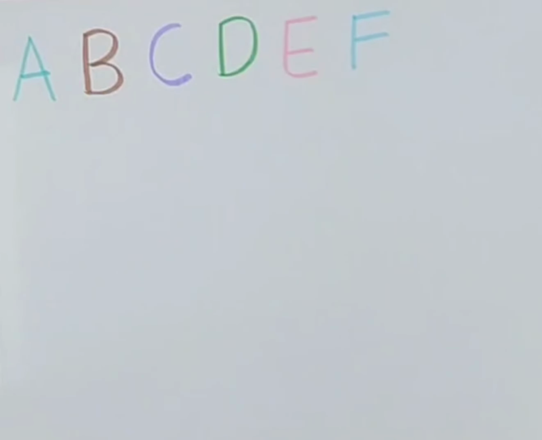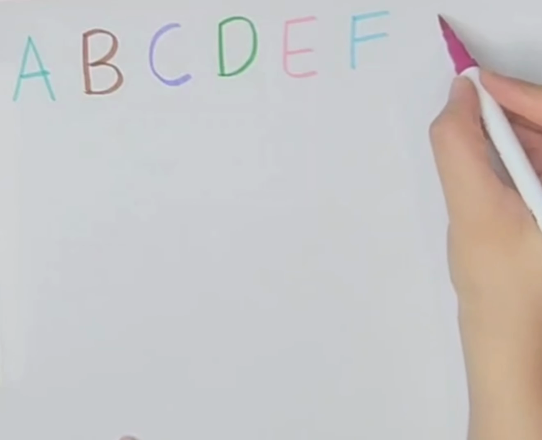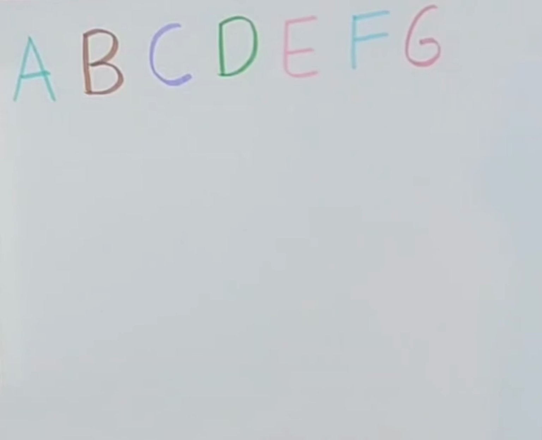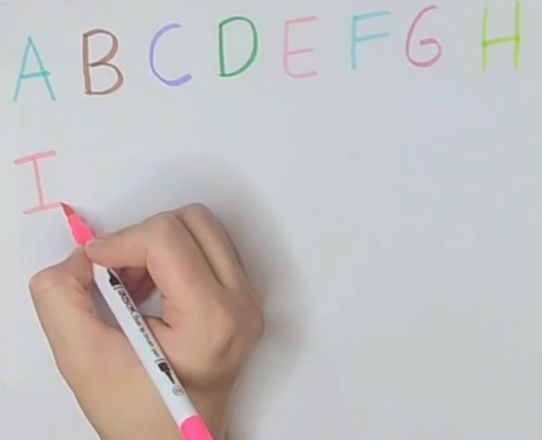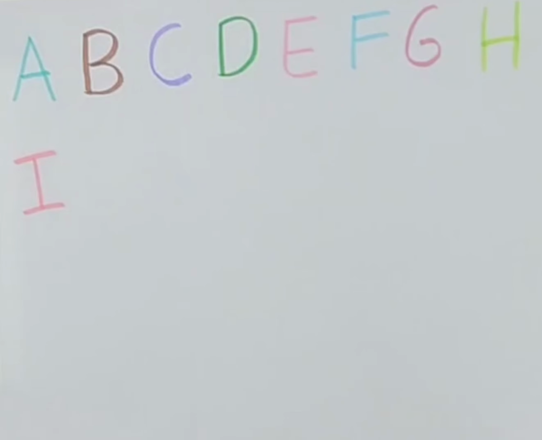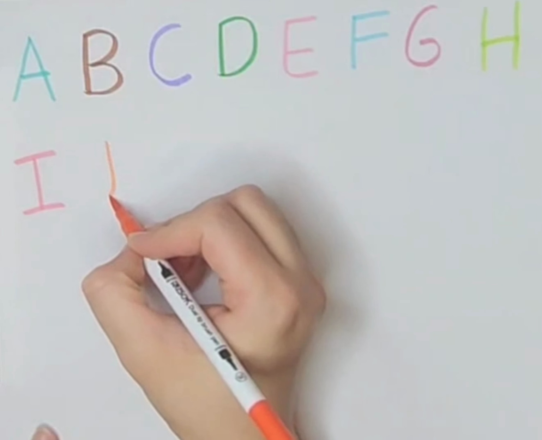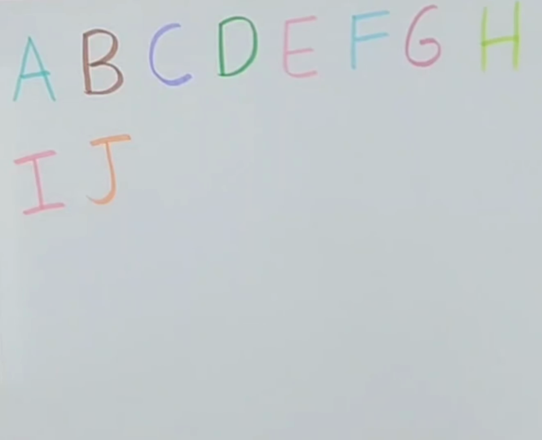F is for flag. G is for gate. H is for horse. I is for iguana. J is for jellyfish.